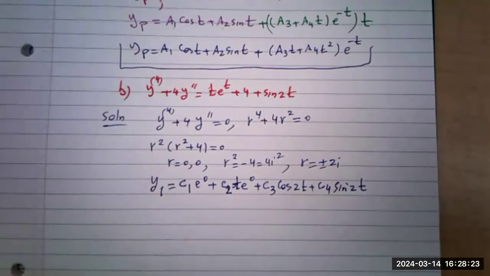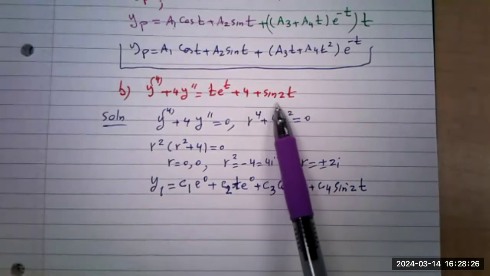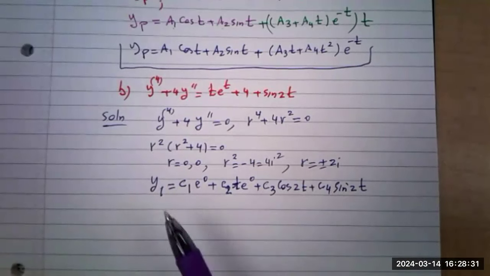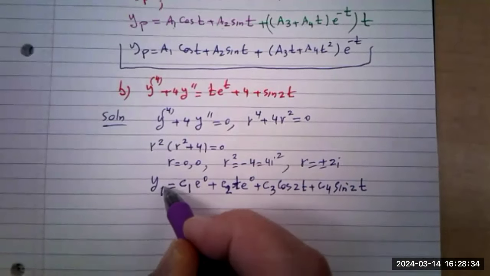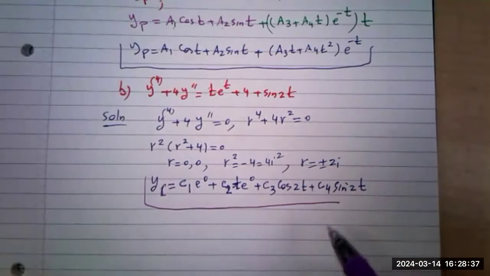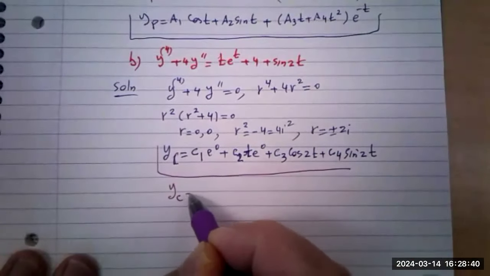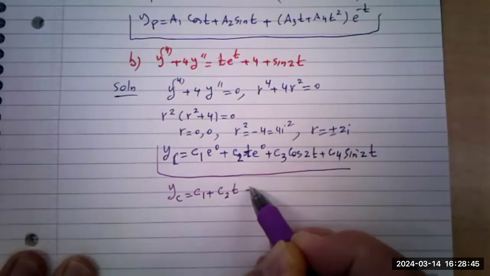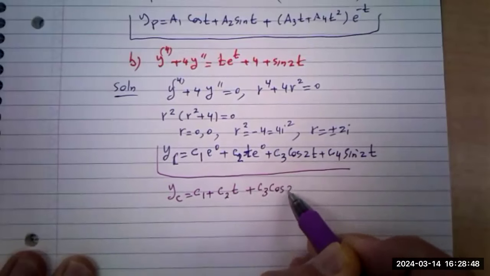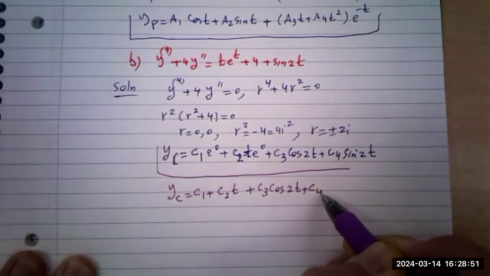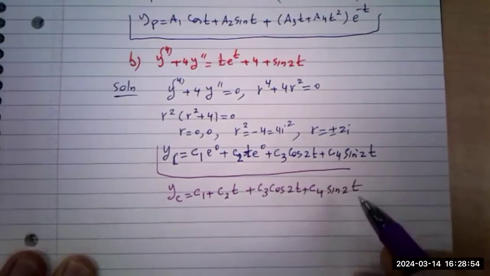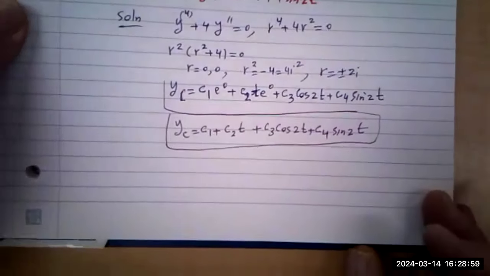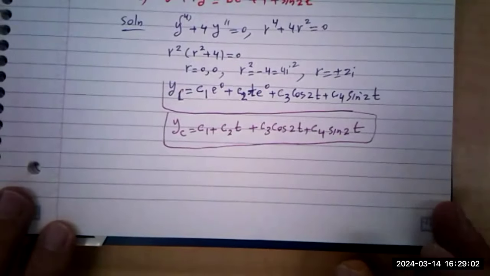Okay, but you check to see if it's going to be the repeated one. As you can see, it's repeated here. That's the YC so far. So I rewrite it. YC is C1 plus C2t plus C3 cosine of 2t plus C4 sine of 2t. So this is your YC. Any question? Now bring the R of x and try YP.